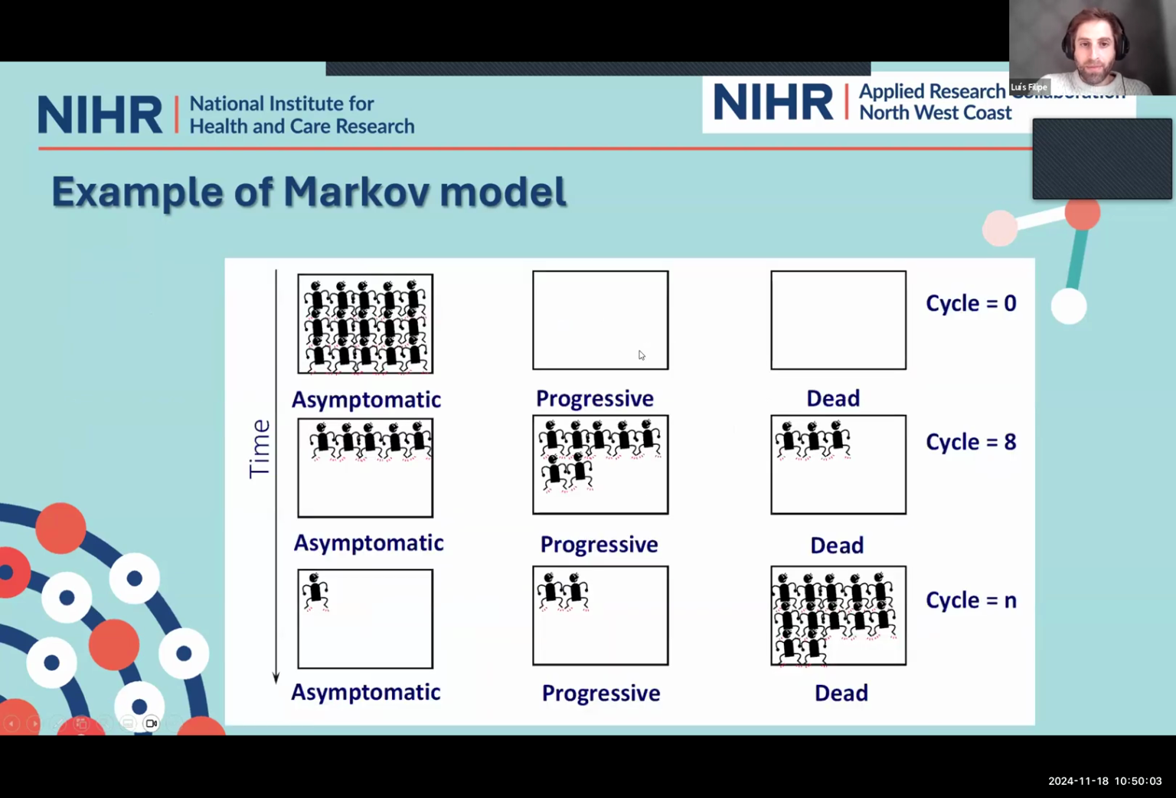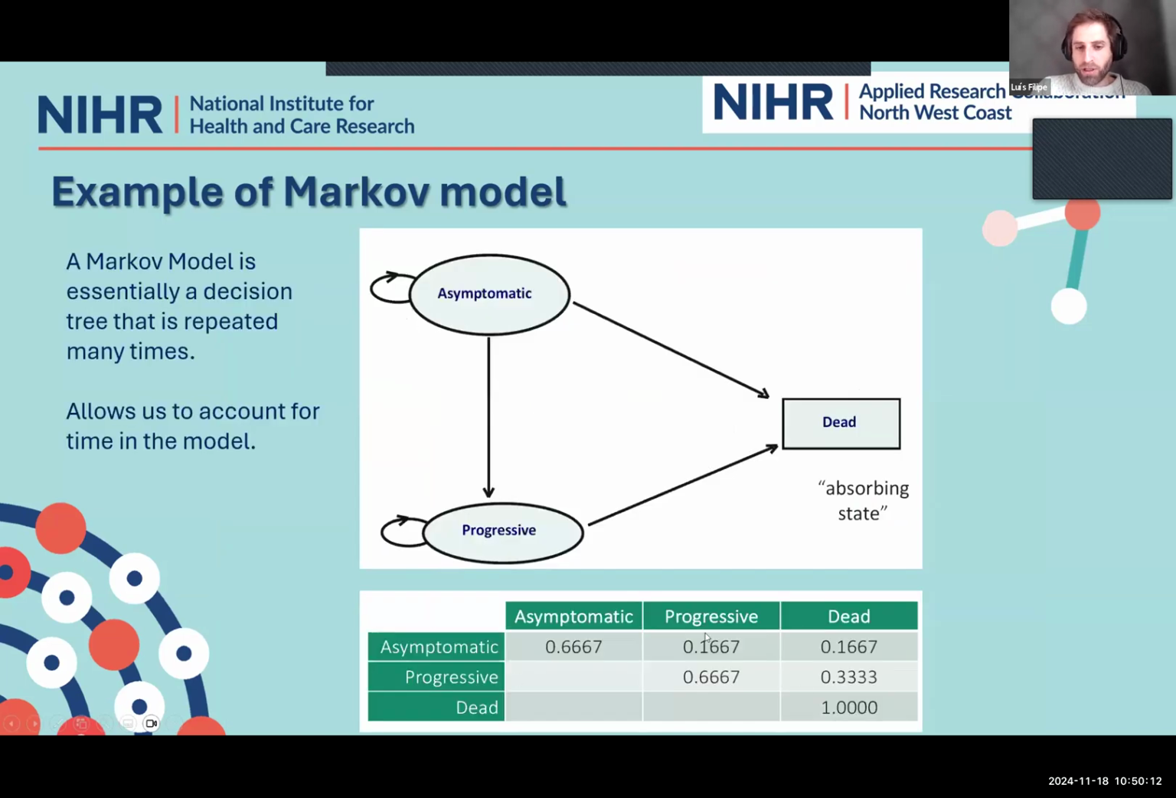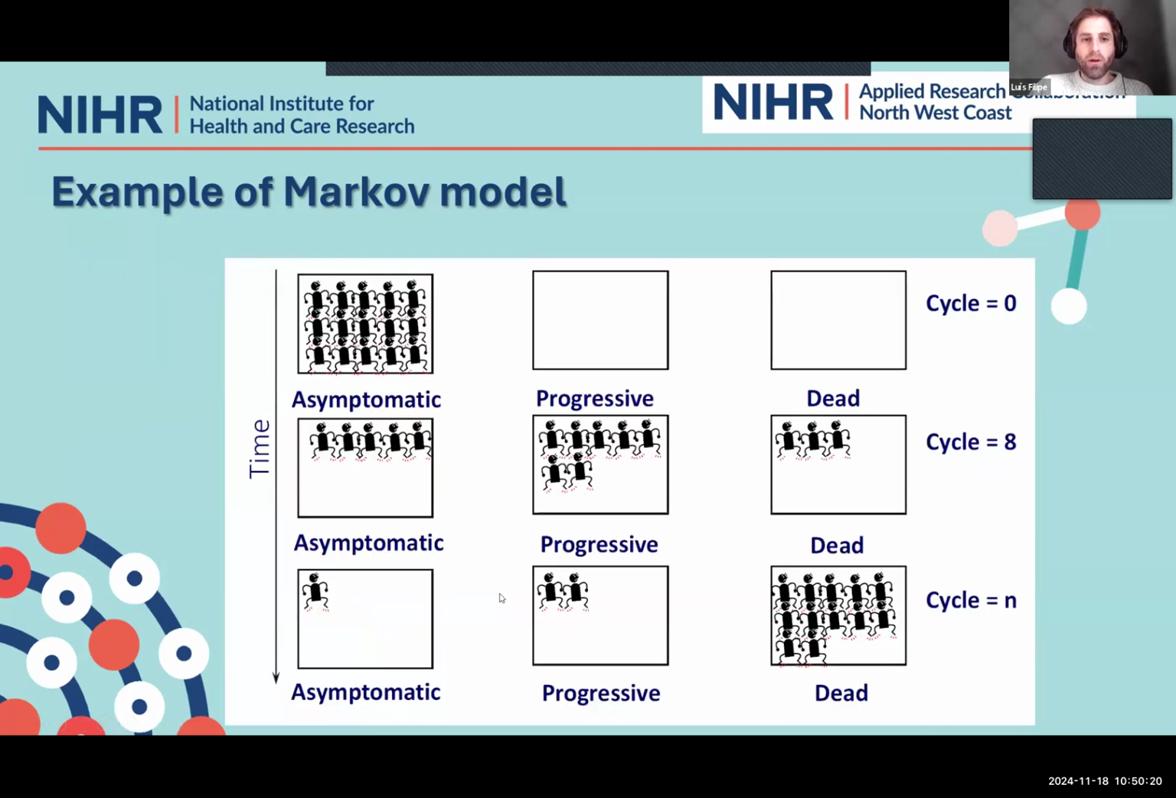Now, the idea is to do the following. You start a cycle, and in the first period, everyone is asymptomatic. Okay. And then because you have these probabilities that you know, that you acquired from doing analysis, from doing randomized control trials, you can know in 1 year how many people here should go to asymptomatic, how many people should go to progressive, and how many people should go to dead. Now, you do it 1 year, and you get all the persons moving, then you do it another year, and another year, and another year.